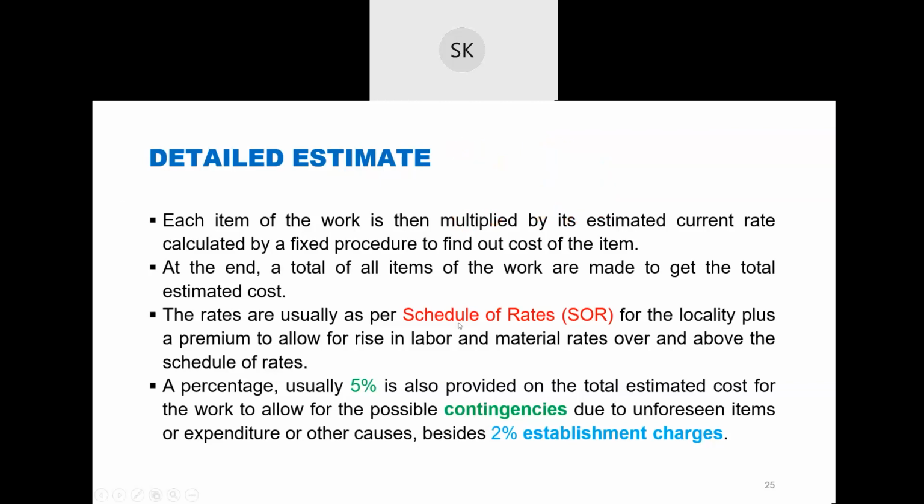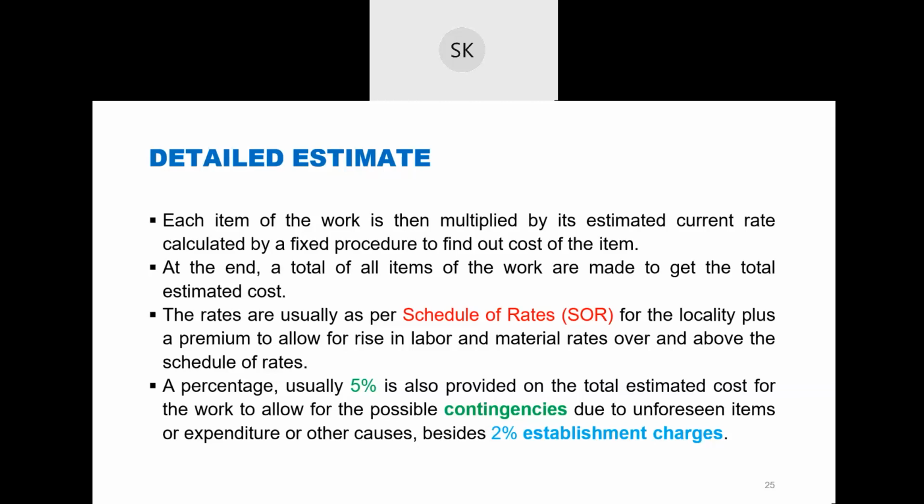So you have to keep 5% for contingency due to unforeseen items or expenditure or other causes, besides 2% for establishment charge. That means when you go to a site, you set up your camp and transport your equipment to the site. Those charges are not considered in a tender. You purchase equipment for the work, and those things will not come under your tender. So 2% is considered as establishment charge.